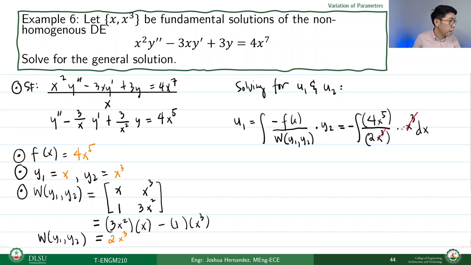X cubed cancels out. And then 4 divided by 2 equals 2. So, therefore, magkakaroon tayo ng negative 4 integral of x raised to 5 dx. So, simplifying, magkakaroon tayo ng negative 4 x raised to 6 over 6. And hence, u sub 1 equals negative 4 over 6 or negative 2/3.